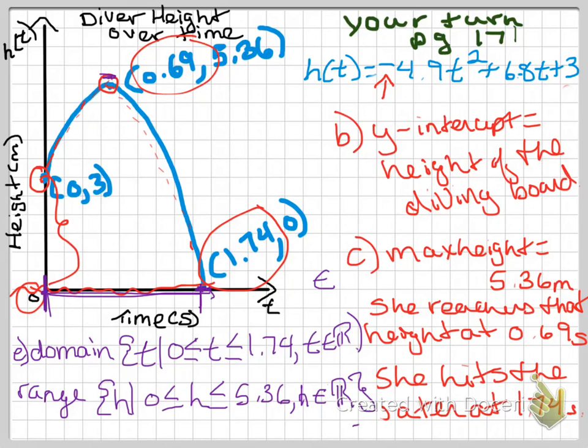And then last but not least, it says, what is the height of the diver 0.6 seconds after leaving the springboard? Alright, so let's use the highlighter here. She's leaving the springboard when she hits 0.6 seconds. So what is our h value? We can do this a couple ways. You could use the trace function on your calculator, but you're going to find out very quickly that 0.6 could be very hard to pinpoint. So let's solve it algebraically.